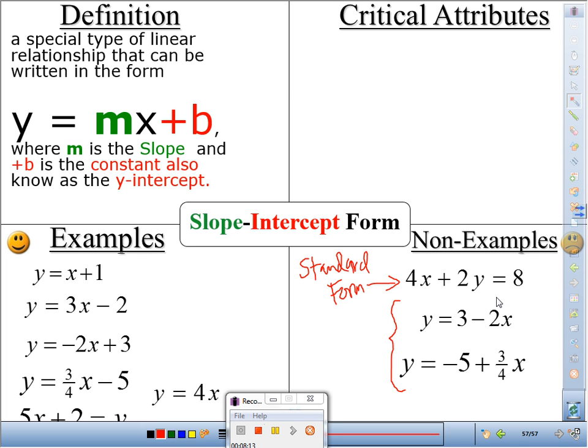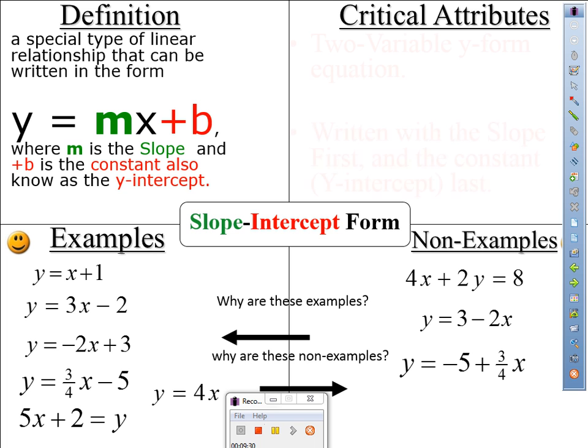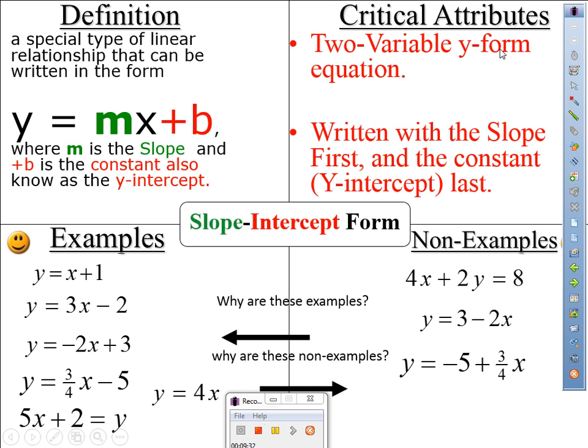That is correct. So this always comes first, and the constant always goes last. The slope always comes first. The constant always goes last. You can change it, but I'm just trying to show you the different views of slope-intercept form. Okay? So with that said, critical attributes. Write these down, please. They have to be a two-variable y-form equation, and they have to be written with the slope first and the constant last, which is our y-intercept. Copy that.